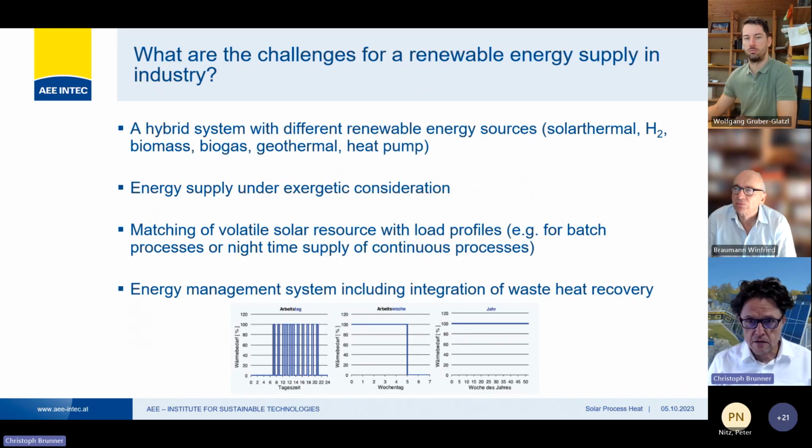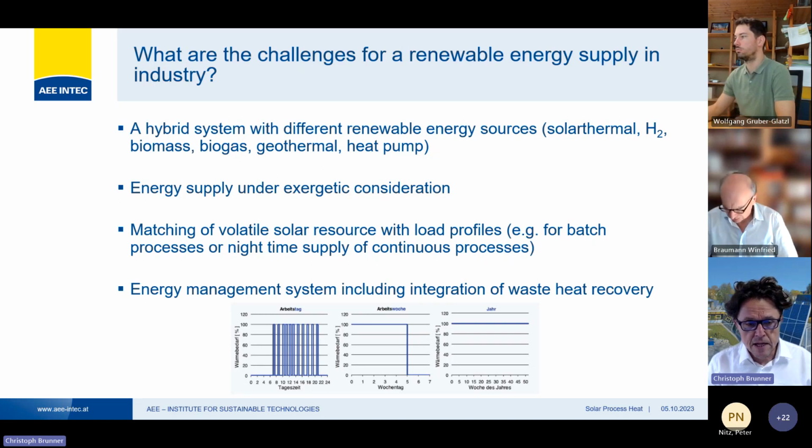So what are the challenges for renewable energy supply in industry for the future? On the one hand, this hybrid system to optimize this interlinkage between different renewable energy sources like solar thermal, hydrogen, biomass, heat pumps, etc. Then this energy supply under exergetic considerations. What does this mean? To have a good knowledge of the temperature levels where the energy is needed, and to use these renewable energy technologies which fit best to this temperature range. Again, efficiency is here a keyword.